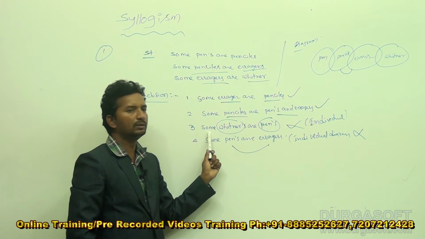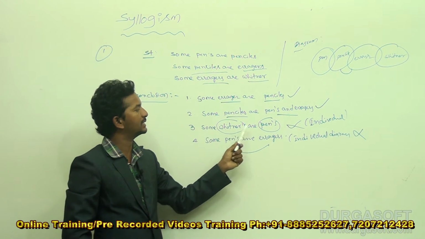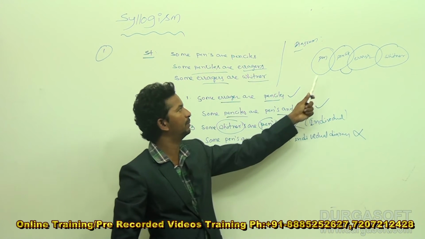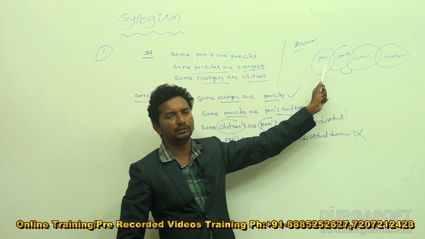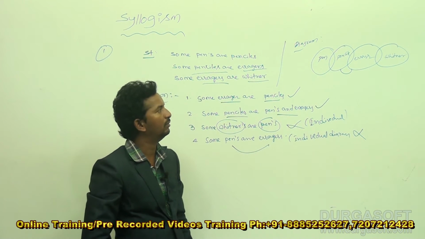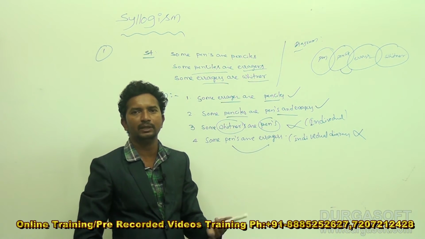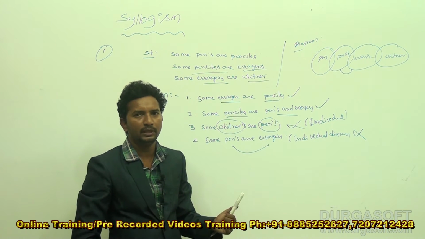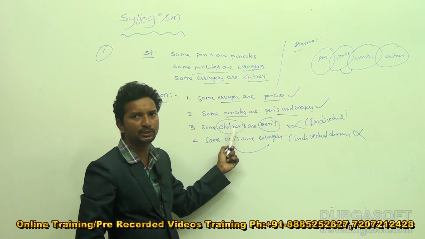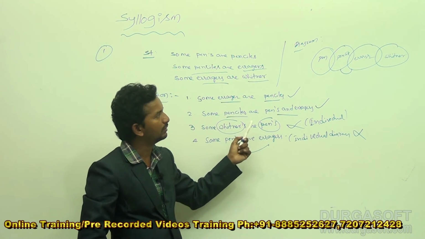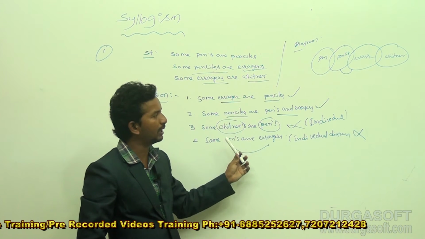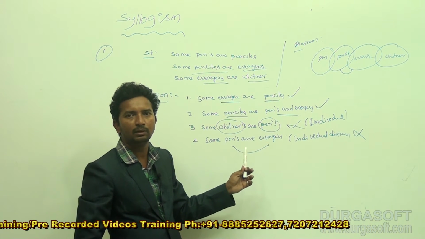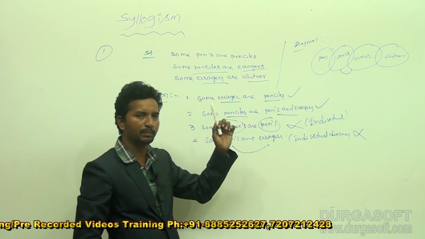Coming to the third, what is given here? Some whiteners are pen. Now where is the whitener? Where is the pen? The pen is there, the whitener is there, and there is no connection between pen and whitener. So these are individual diagrams. In syllogism, individual diagrams never follow "some", but in the possibility case they follow. But I am not asking any possibility case. I will discuss that later.